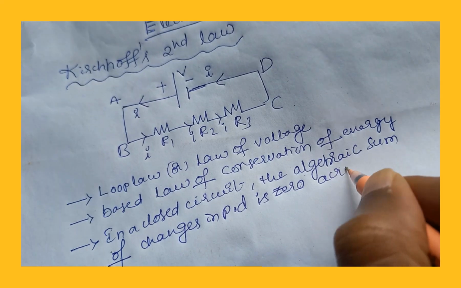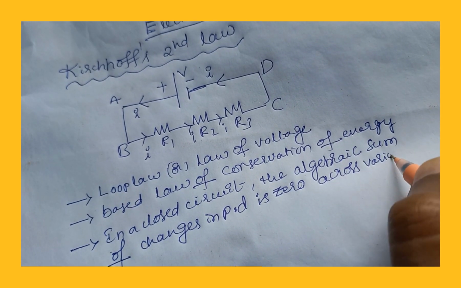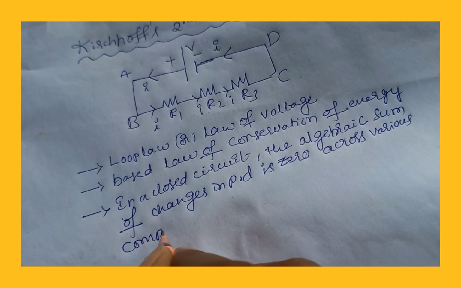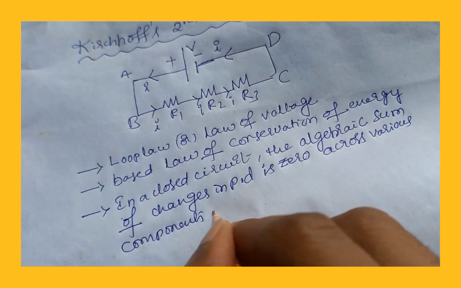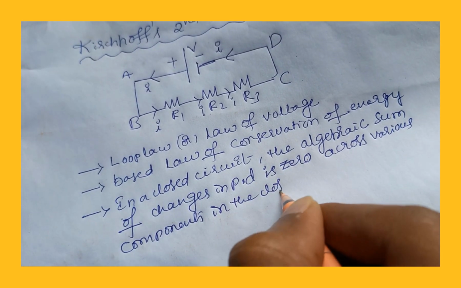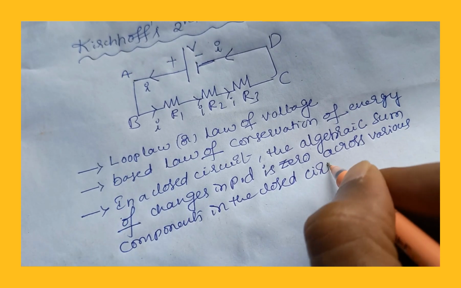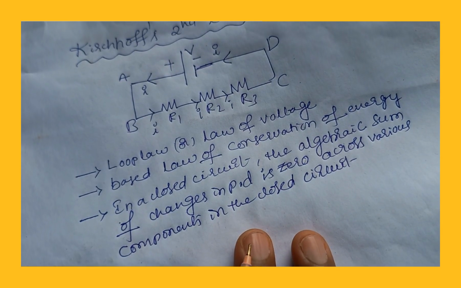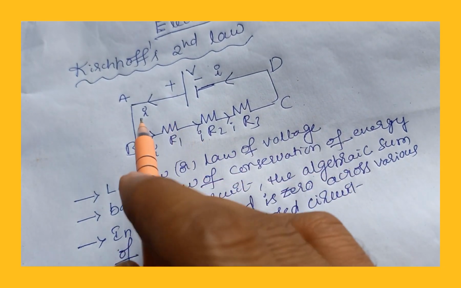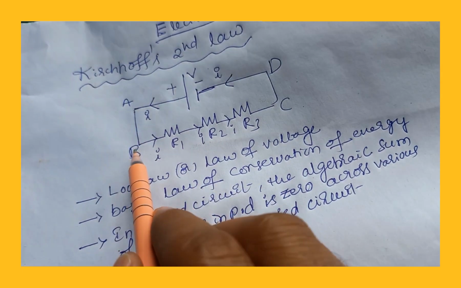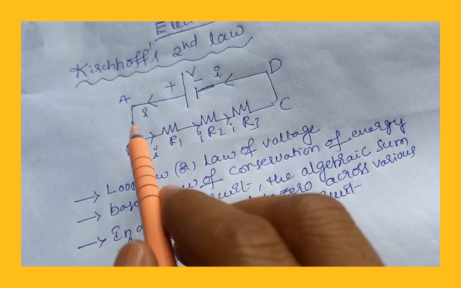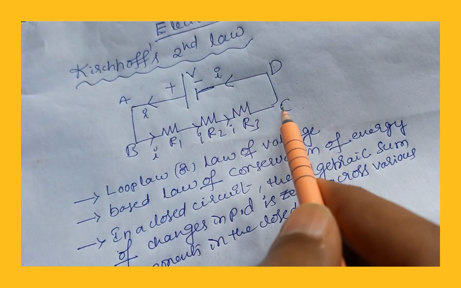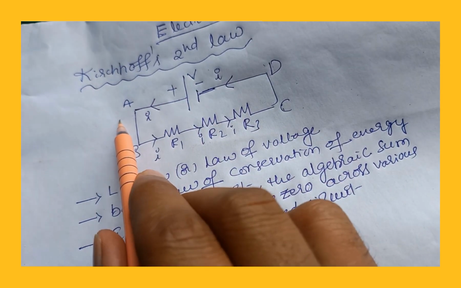across various components in the closed circuit. Those components may be cells and resistances. For example, we are taking a closed circuit A, B, C, D, A. Means that we are moving from A to B, B to C, C to D, D to A.